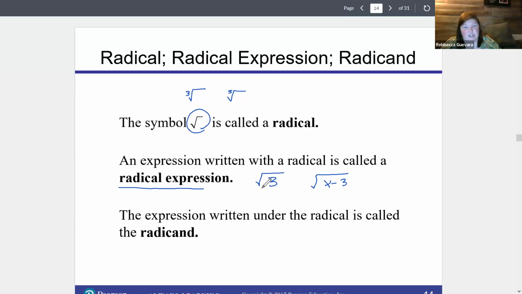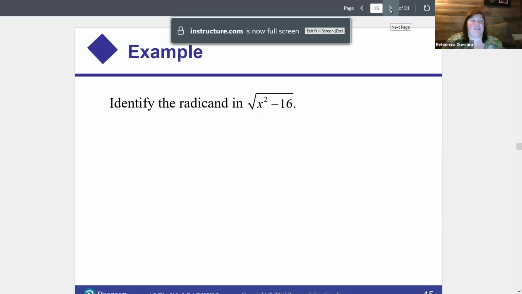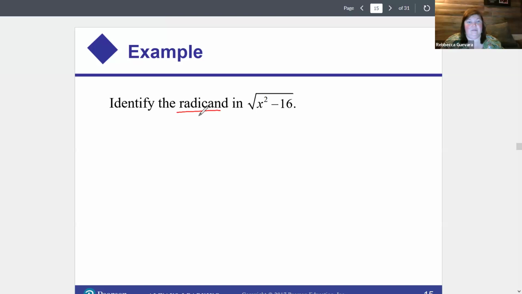The part that is under that radical, that expression under there, is called the radicand. For our examples, the radicand, I have a hard time saying that, is 3, or in this case, x minus 3. It's whatever is under that square root. If I asked you to identify the radicand here, it's just going to be the x squared minus 16. It's just whatever is under our square root.